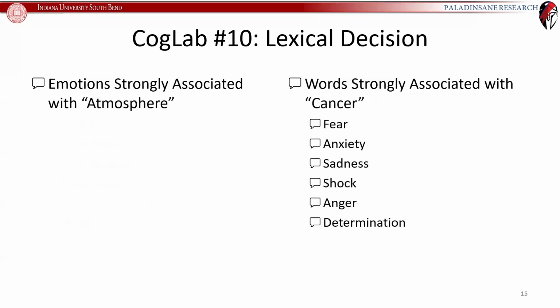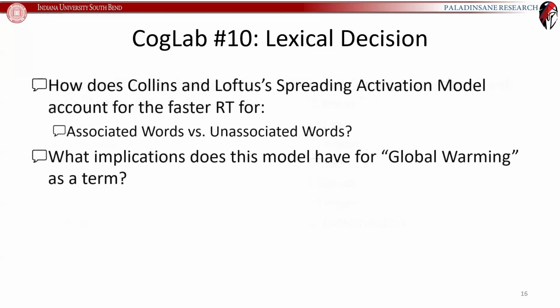When you hear the word cancer, that activation that spreads from that idea of cancer spreads to ideas like fear, like anxiety, like sadness, like shock, like anger, like determination, all ideas that we need in order to properly address the threat that climate change and global warming is posing to our world. So we talked about that. What implications does this model have for global warming as a term?